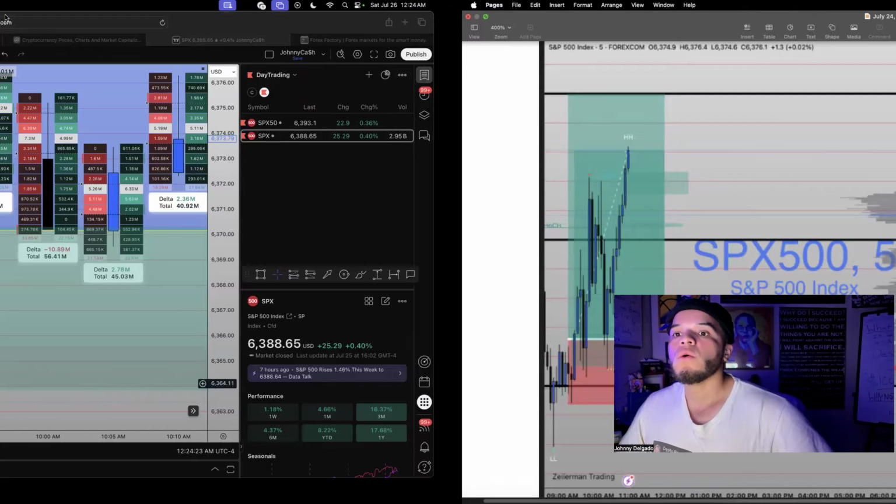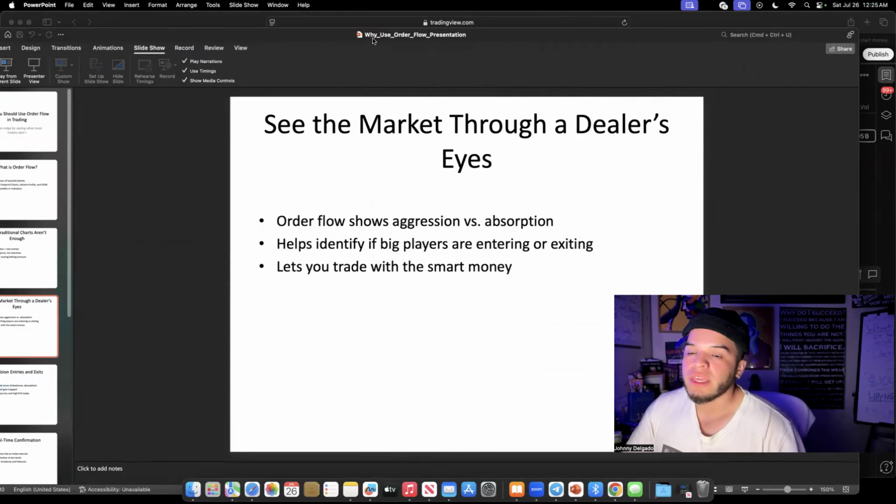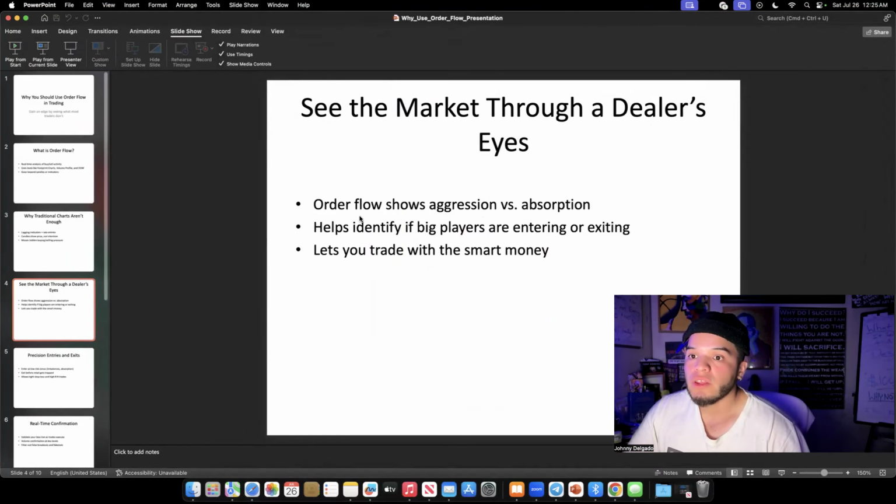So that's the whole point of order flow, guys. As you can see here, the most important thing is we're able to see what's happening within every single candle, because you can't see that otherwise, and it allows you to see when smart money is getting in.